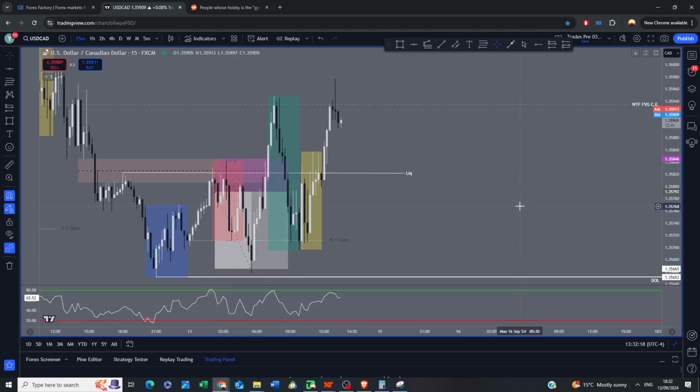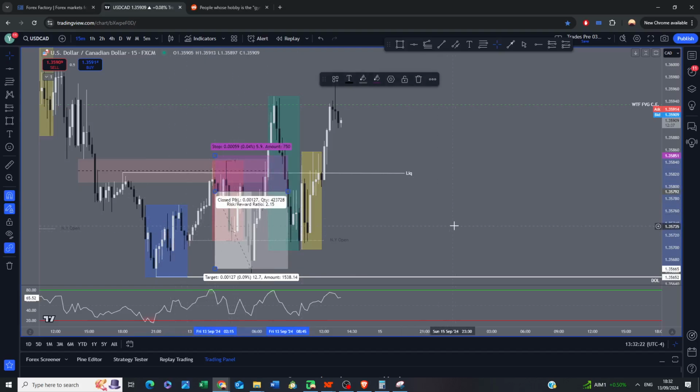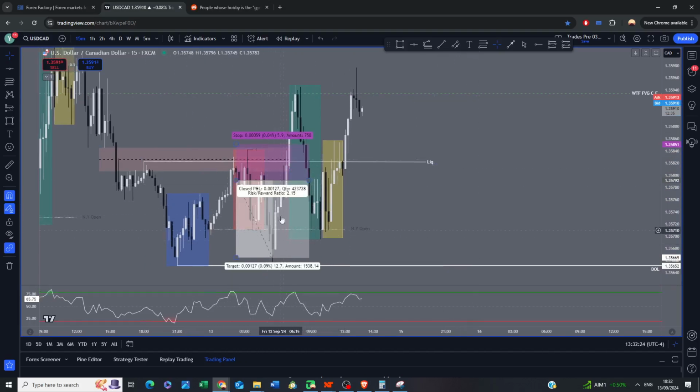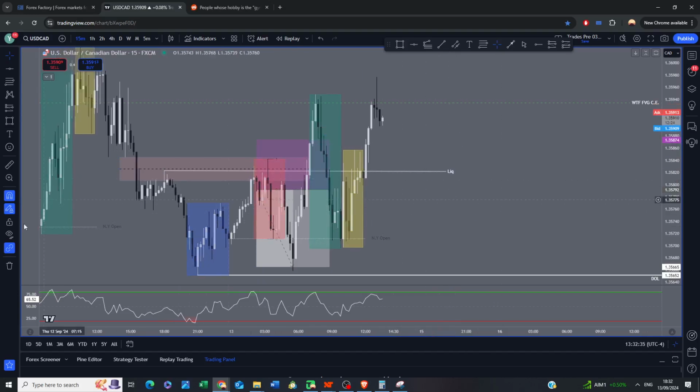So just something to note about my stops. If I am taking trades like this, with a more conservative entry, I don't need to put my stops really high. It's only when I'm taking an aggressive entry that I need my stops to have some more breathing room. So that's that for pound dollar CAD.